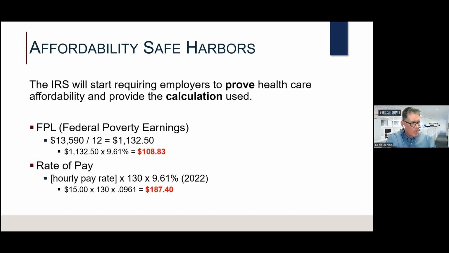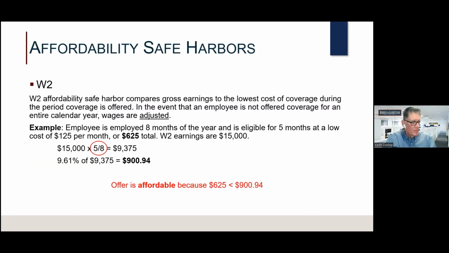Here are the affordability safe harbors. FPL is based upon Fed poverty earnings. Rate of pay is based upon a calculation of the employee's hourly rate of pay. W-2 is an option, however, it's more complex, and the one thing that I want to have as a takeaway for W-2 is that W-2 can only be a prospective safe harbor. You're never really going to know if you're using W-2 safe harbor if it's affordable, because you're not going to have that actual data until the end of the tax year. However, for certain industries and certain kinds of situations, W-2 makes more sense.